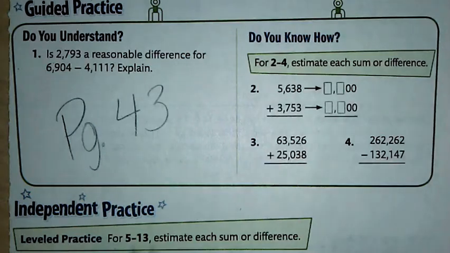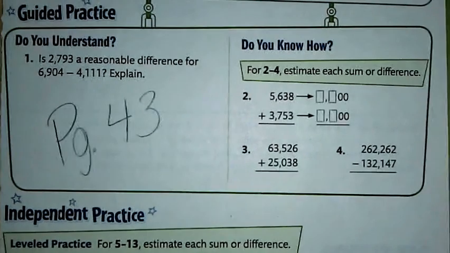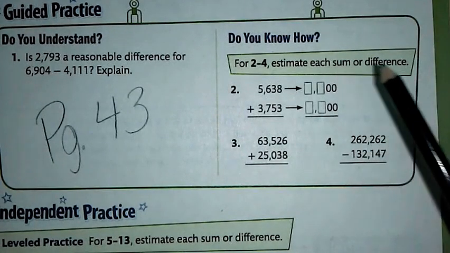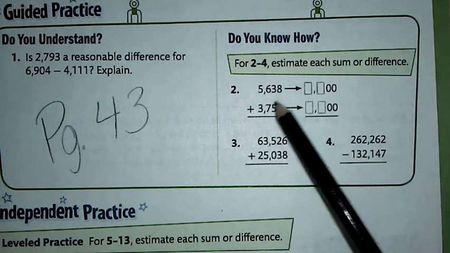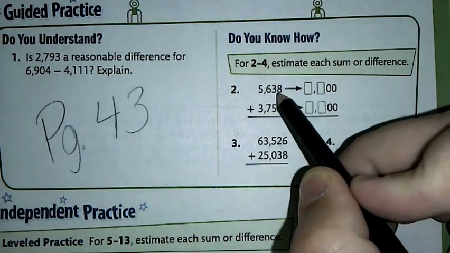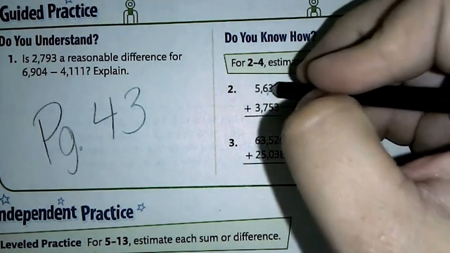So here we are on page 43. We're going to jump down here to number 2. All right, for numbers 2, 3, and 4, it tells us estimate the sum or difference. All right, and here they've already shown us that 2 of these place values we're not going to really care about because they're going to turn to zeros. So when I come over here, I'm actually just going to cross those 2 off. That way it helps me to see.